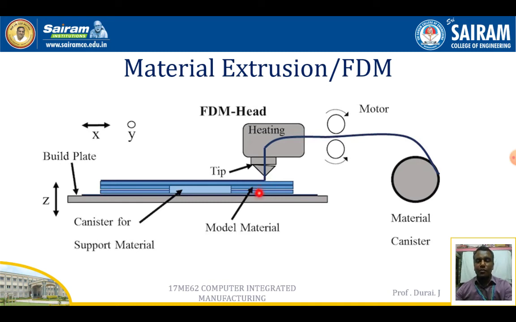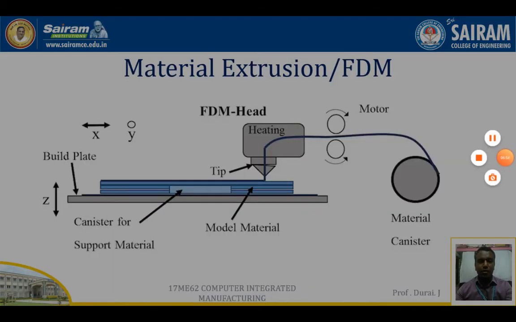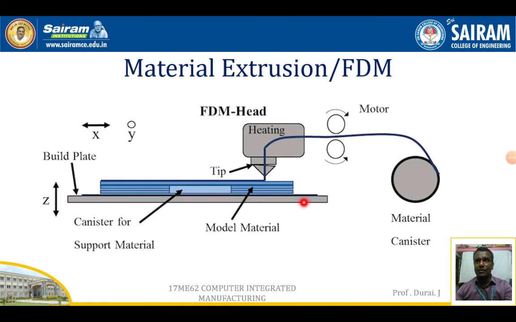The process is widely used and inexpensive. These are the advantages of the material extrusion process. The disadvantages are that the nozzle radius is limited, and accuracy and speed are low compared to other processes. Support structures are also used in this material extrusion process.